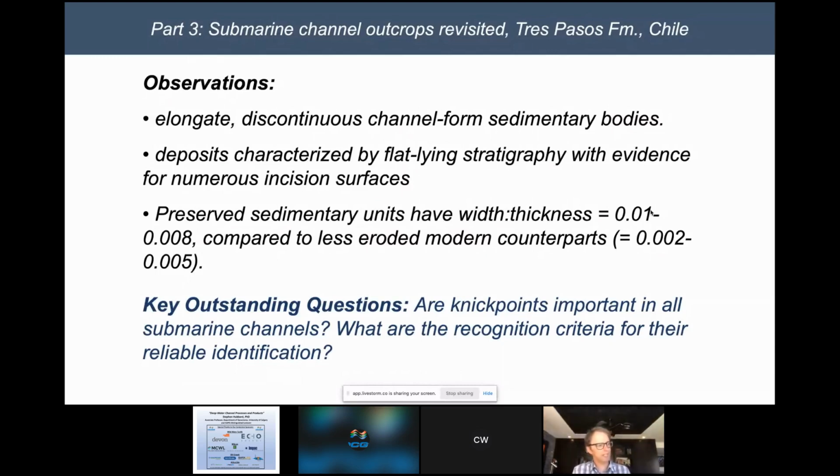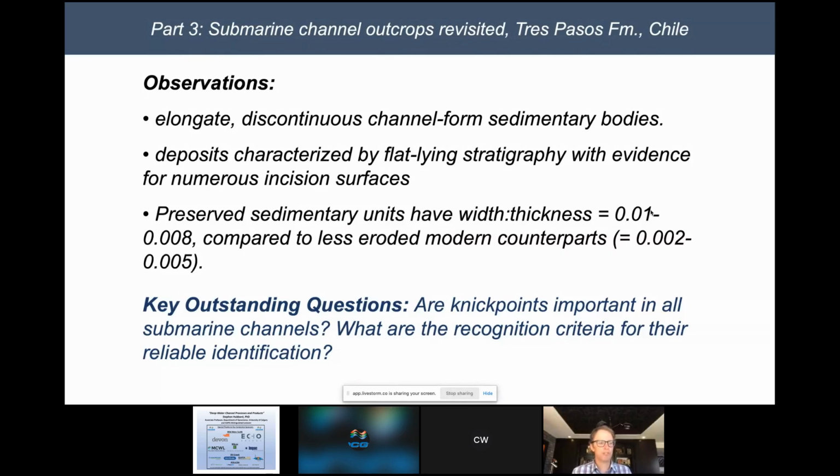So, some key outstanding questions. Are nick points important in all submarine channels? I'm going to say, well, I think I can answer that to say, no, I don't think so. I think we do know point bar-like deposits do happen in deep water channels. I think if anybody's worked on these systems, you say, well, I've seen a couple of those, and we do see them in seismic in particular. I haven't seen a lot of good outcrop examples, but there are some.